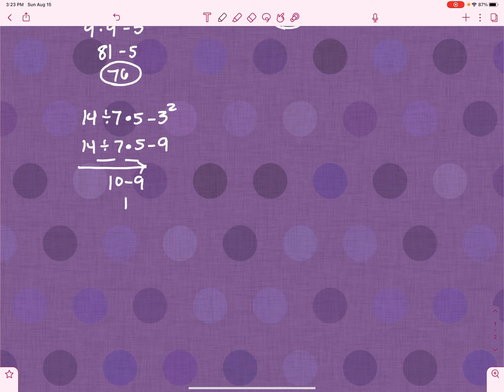All right, let's look at this one. Let's say I've got 6 divided by 3 times 7 plus 2 cubed. So I'm going to take care of my exponent. 2 times 2 times 2 is 8. And then I've got division and multiplication, so I'm going to do all of that left to right.